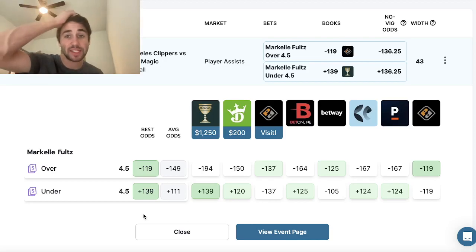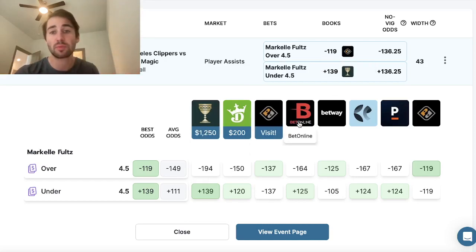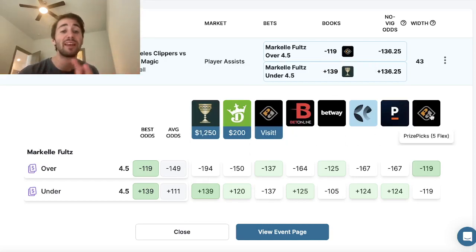So as an example, we can see Markelle Fultz, his over 4.5 assists line. So all the sportsbooks and PrizePicks, they're setting the line at the same level. So that's unlike the plays we just saw on the screen. On the screen, we are looking at Timo over 4 shots on goal, whereas all the sportsbooks and Underdog Fantasy have his line at over-under 4.5.